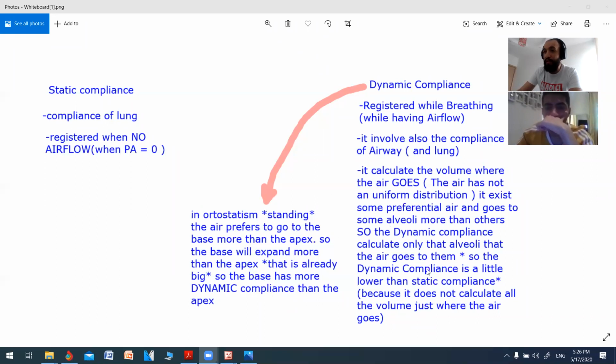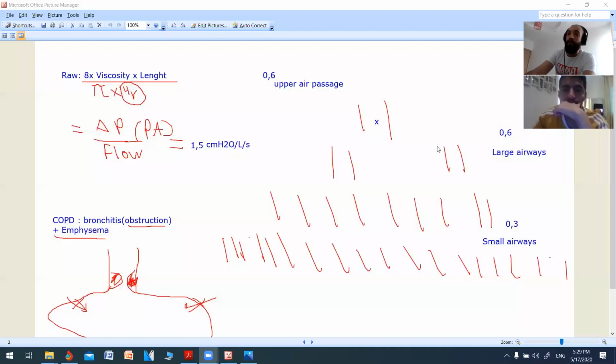It's exactly the same as what I did. The air has not a uniform distribution. That's why we have the dynamic compliance a little different than the static one. The next subject in the physiology of the respiratory system is the resistance in the airway.